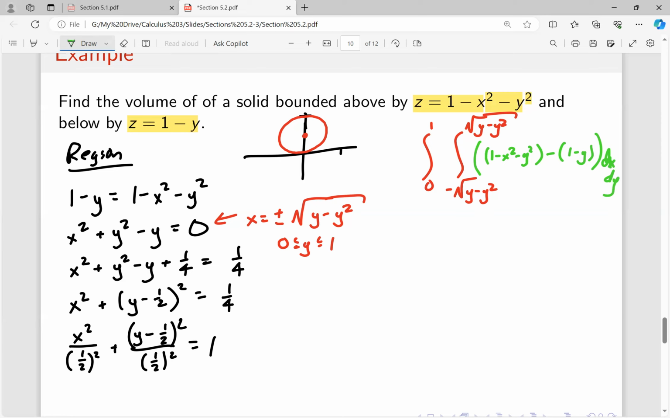Okay, so then I would simplify. I could integrate with respect to x. Once I start substituting in those square roots, things will get messy. But that's how you would solve that problem right there. Okay, so that finishes up that example.